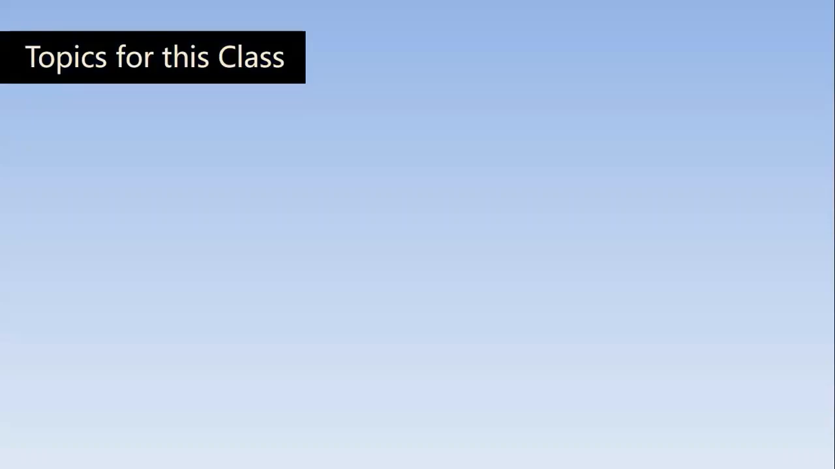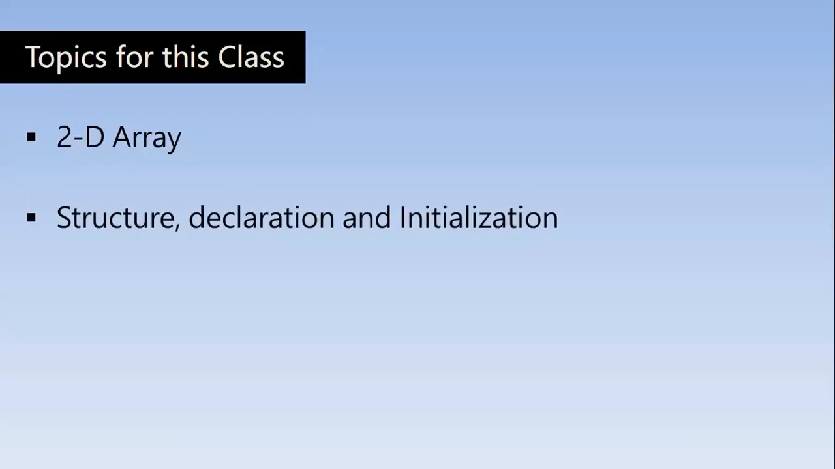And topics for this class are 2D array, structure, declaration and initialization of 2D array, and some example programs as we always discuss. Right, in the last class we have learned so much about the array, how we declare it, how we initialize it, and how we can implement the array in C programming by making use of for loops. Alright, so in this class we'll be learning the two-dimensional array.